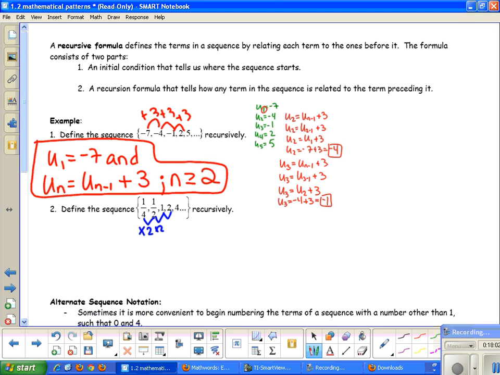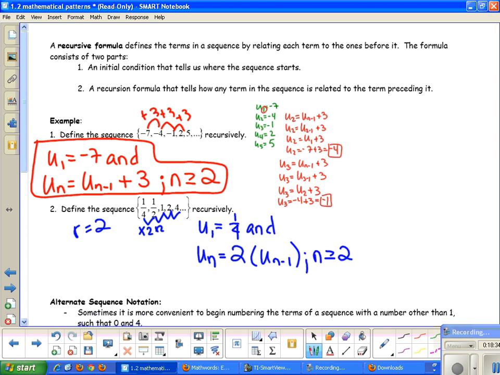1 times 2 is 2, and 2 times 4 gives me 2. So my common ratio, which we use r for, is equal to 2. So if I want to come up with my recursive formula, I have to state my first term. So u sub 1 is equal to 1/4. And to get to my nth term, I would have to know my previous term, and notice I'm multiplying each previous term by 2. So 2 times u sub n minus 1. And because we're starting off with the first term, n has to be greater than or equal to a value of 2. So this would be my recursive formula.